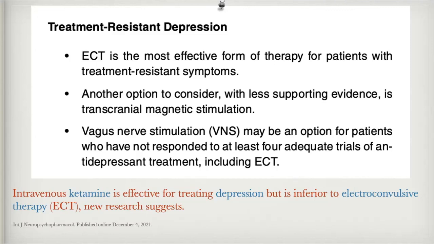And other options to consider, but with less supporting evidence, are transcranial magnetic stimulation, TMS, and vagus nerve stimulation, VNS. And intravenous ketamine is also considered for treatment-resistant depression, but newer studies show that it is inferior to ECT. But still, ketamine is a good option in treatment-resistant depression, especially when patients are declining ECT.